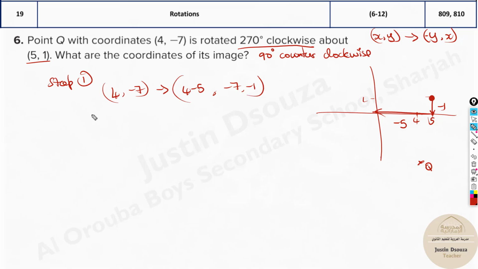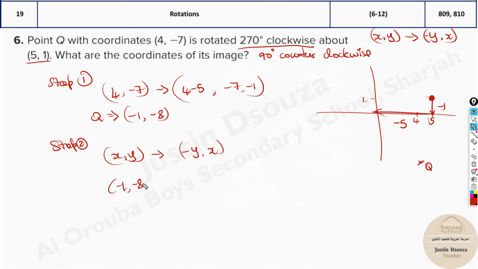This is the point. Now the point Q is equal to (-1, -8). This is after rearranging to the origin. Now from the origin we can rotate it 90 degrees counterclockwise. Step 2, rotation. Here the formula is (x, y) becomes (-y, x). So we have x as minus 1 and y as minus 8. This minus 8 will become positive 8, and this minus 1 stays as minus 1.